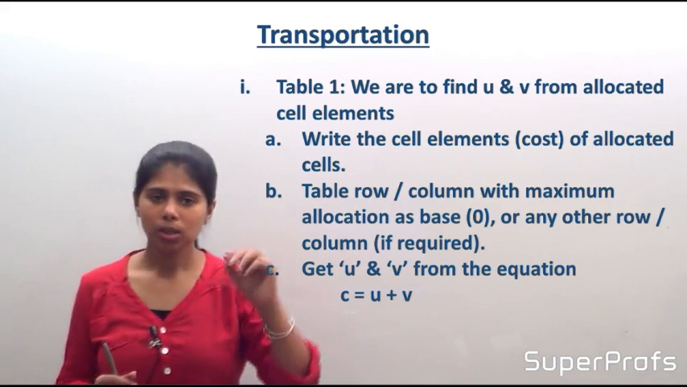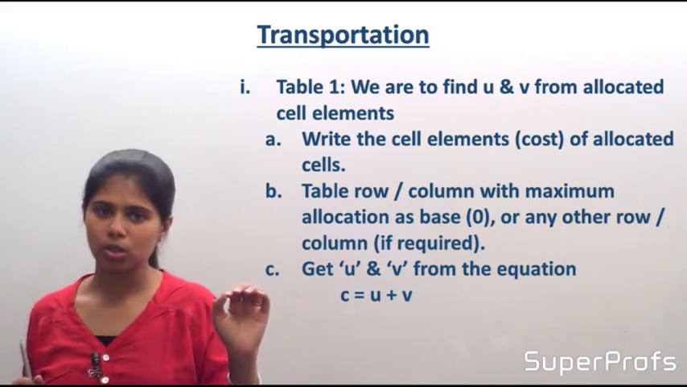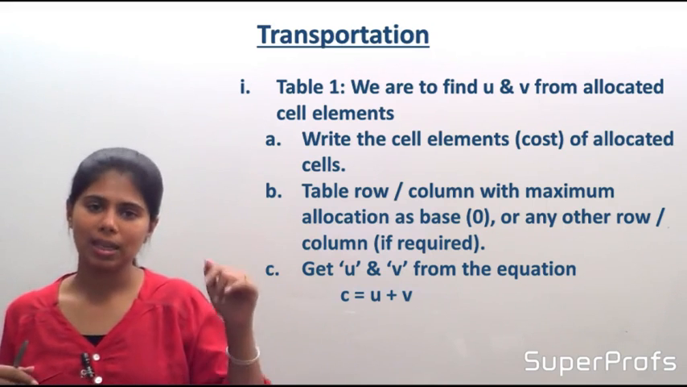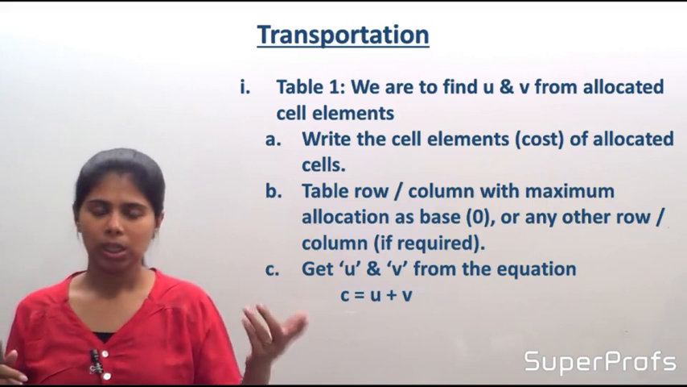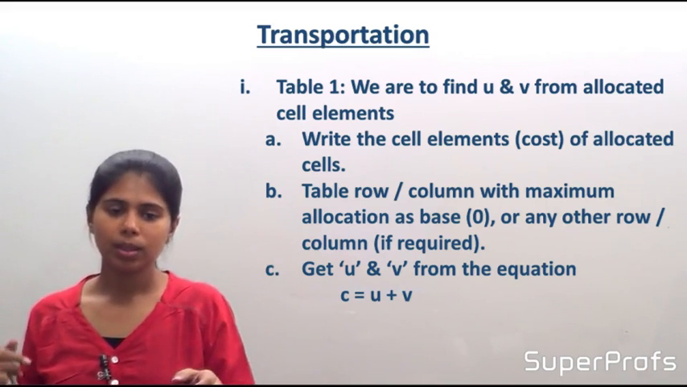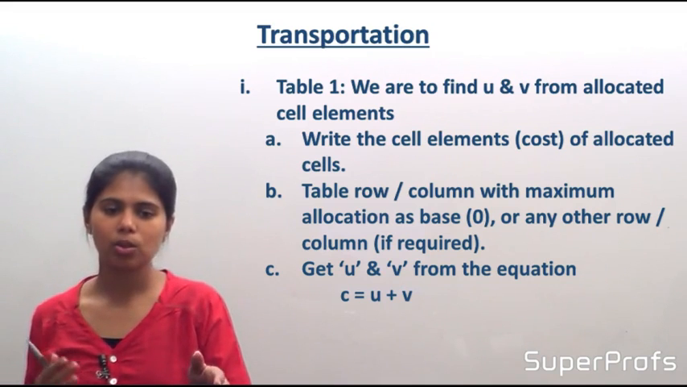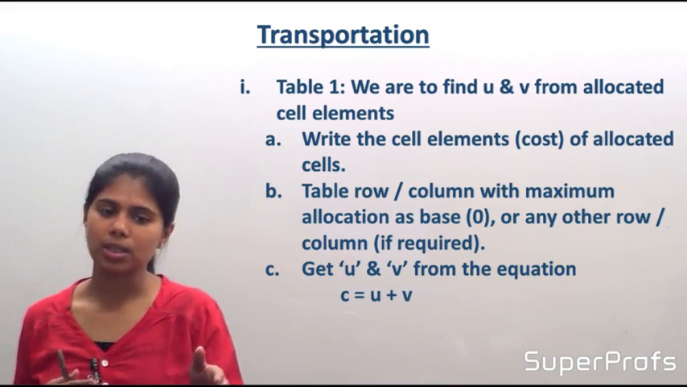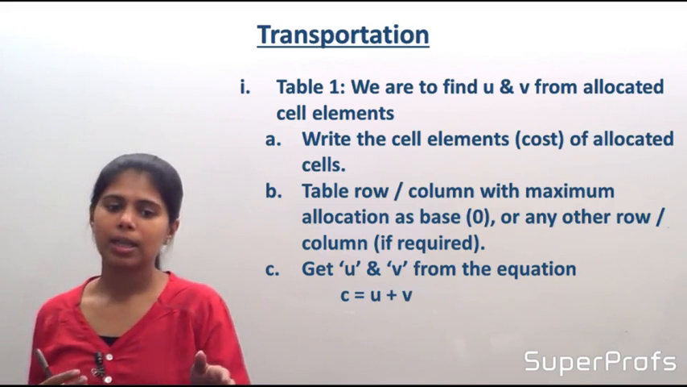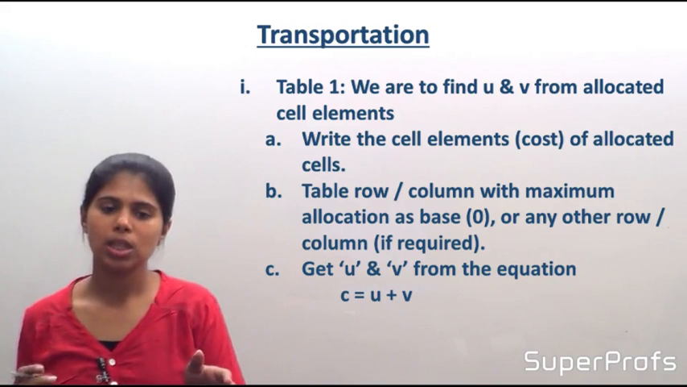So you write down the matrix with the cost cells of the allocated positions, and you begin with any one U or V as 0, and you similarly compute the others. Then we write the cell elements of allocated cells, table, row, column with maximum allocation as base 0, any other row or column if required. And then we get the U and V from the equation C is equal to U plus V.